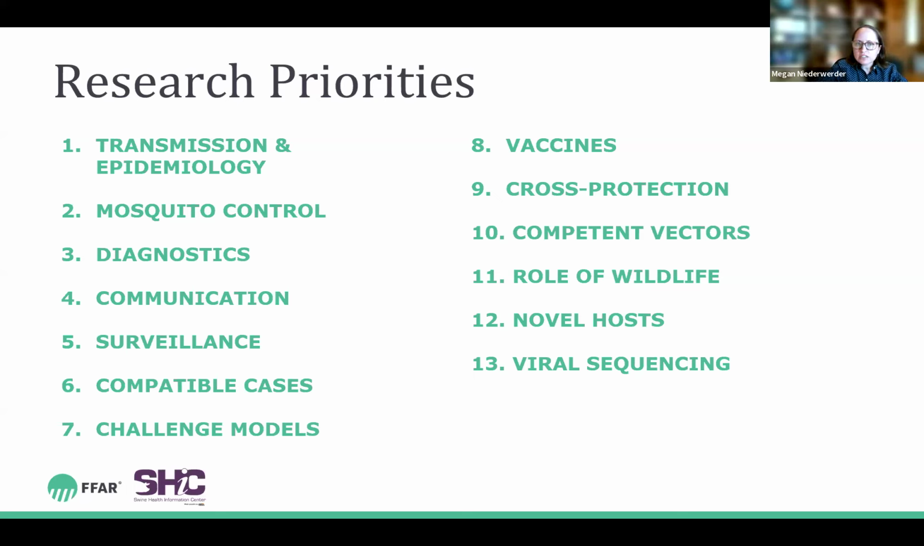identifying novel vaccine strategies, and also understanding how much cross-protection is provided from other flaviviruses that are in the U.S. We also have goals to identify the competent vectors in the U.S., understand the potential role of wildlife, as well as look at novel hosts that could support viral replication in the U.S. And finally, additionally, looking at viral sequencing to understand molecular pathogenesis.